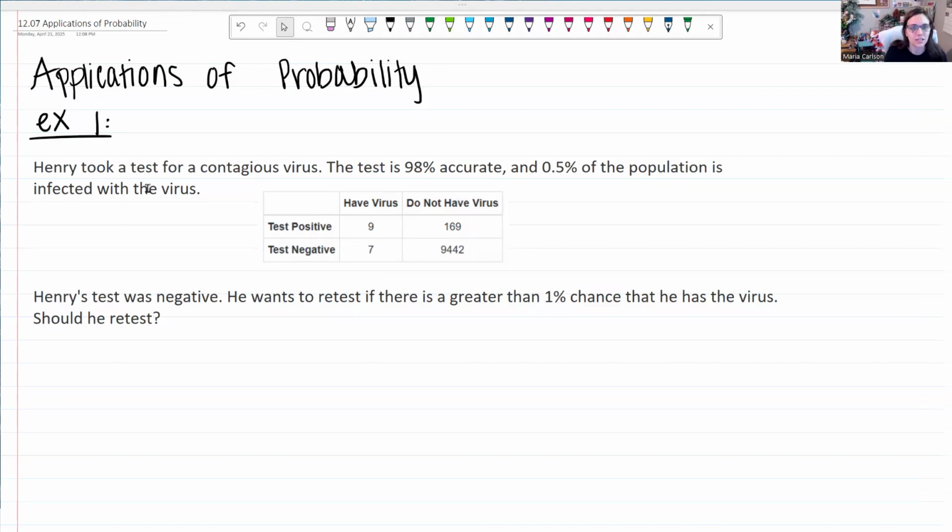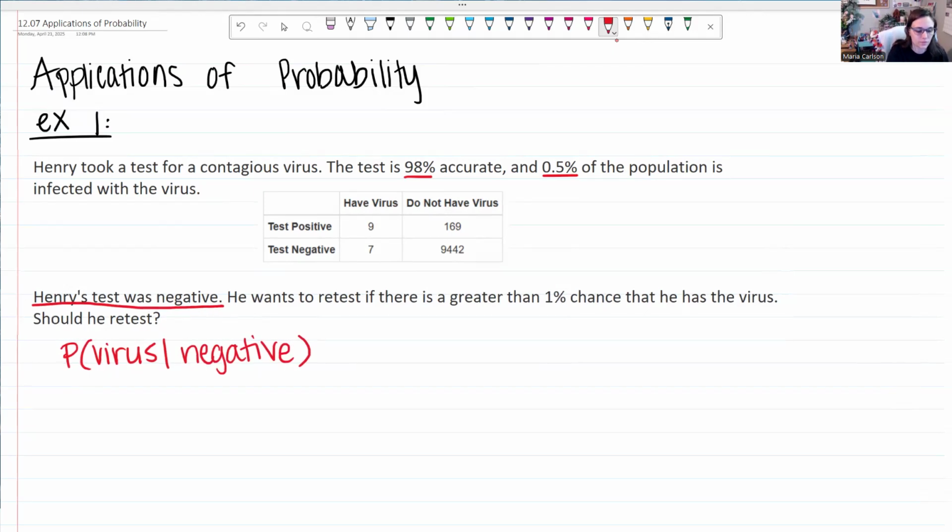So what is given in this information? We know the test is 98% accurate and 0.5% of the population is infected with the virus. Henry's test is also negative. So we want to look at the chance that he has the virus, so the probability that he has the virus given a negative test result. So this conditional probability, I'm looking specifically at the people that had a negative test result.